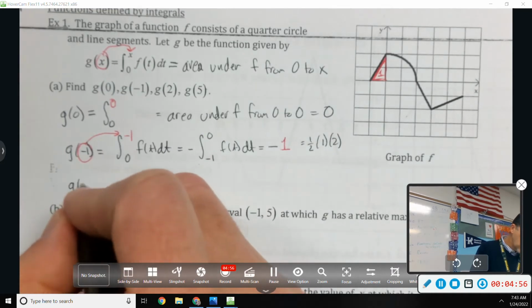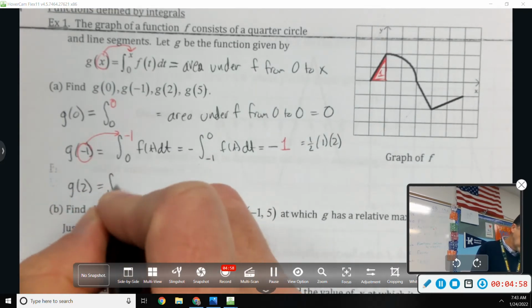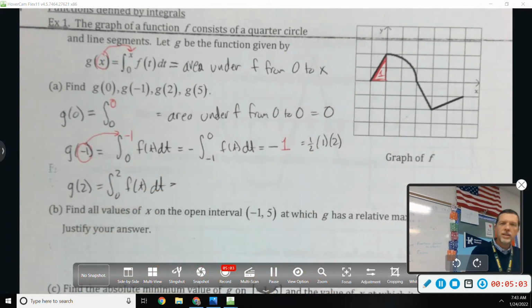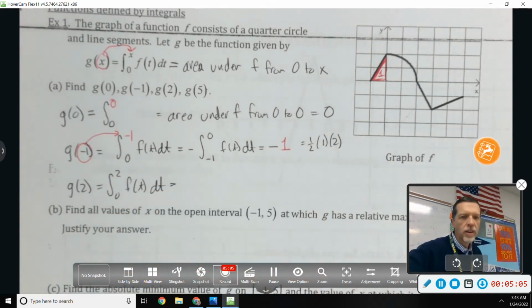G of 2, the integral from 0 to 2 of f of t dt. Why don't you try that one?